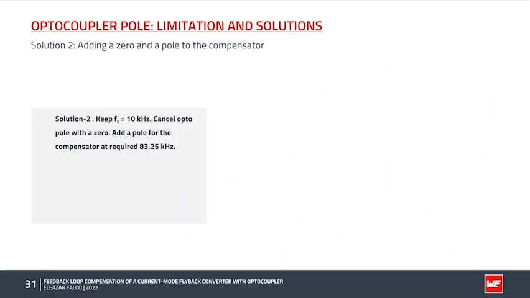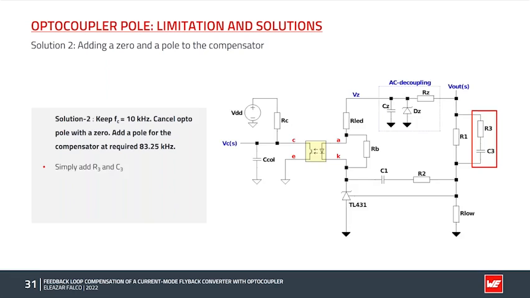Another possible solution, which will allow to keep a higher crossover frequency of 10 kHz, as initially was selected, is simply to add a zero and a pole to the compensator. The zero will cancel the optocoupler pole, and the new pole will be set at the required 83 kHz. The pole and the zero are implemented by simply adding a resistor R3 and a capacitor C3 across R1, as it is shown here in the schematic.